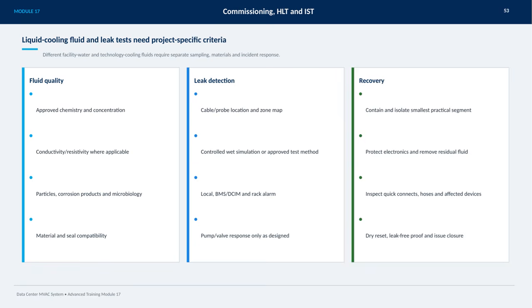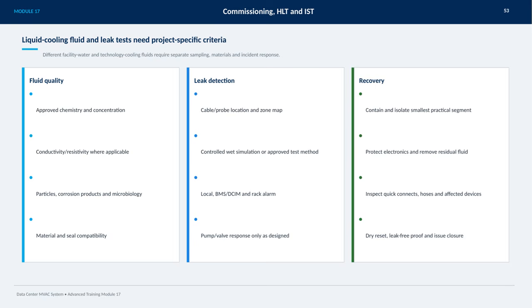Compatibility between materials and seals plays a significant role in preventing leaks. Leak detection involves strategically placing cables or probes according to a defined zone map and conducting controlled wet simulations, or employing approved test methods. Alarms should be integrated locally and linked to the building management system or data center infrastructure management to provide timely alerts. Pumps and valves must respond only as designed to prevent further issues.